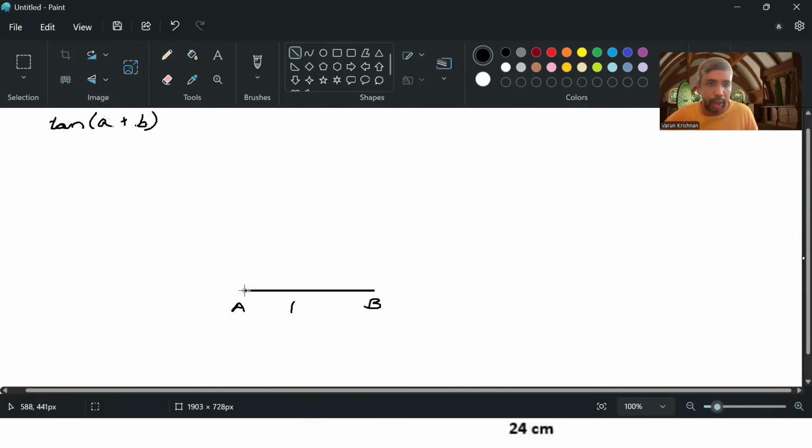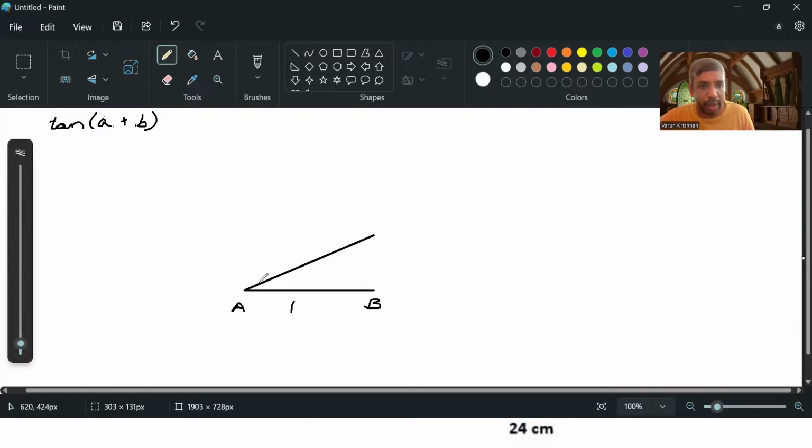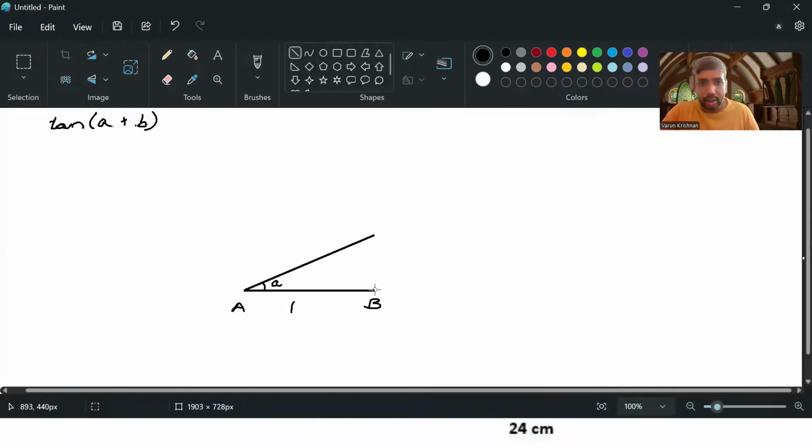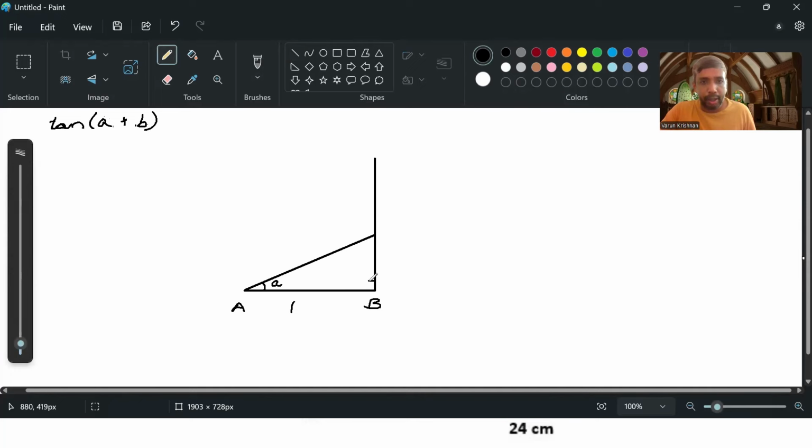Then I'm going to draw a straight line from point A, forming an angle small a with the straight line AB. Then from B, I'm going to draw a straight line perpendicular to AB. Let's say the line forming an angle small a with AB meets this perpendicular line at P.